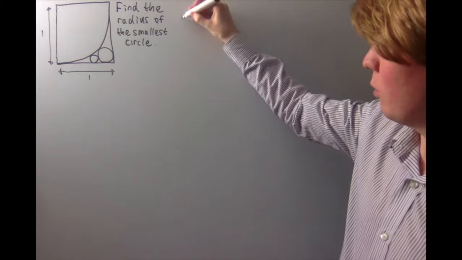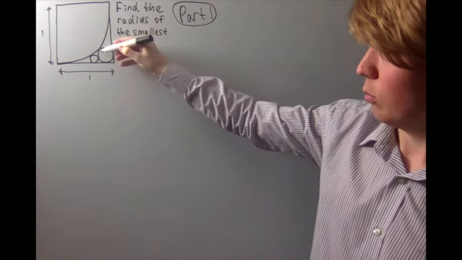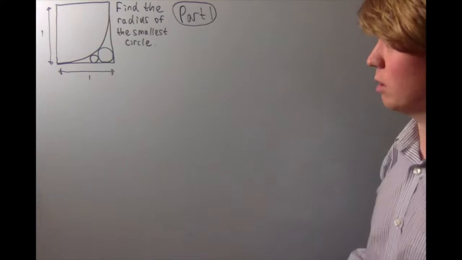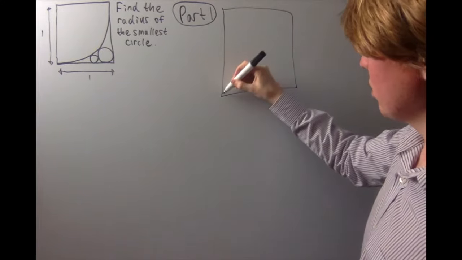Okay, so the first part of solving this problem is going to be finding the radius of this medium-sized circle, and I'll draw a nice big diagram to show what we're going to do here.